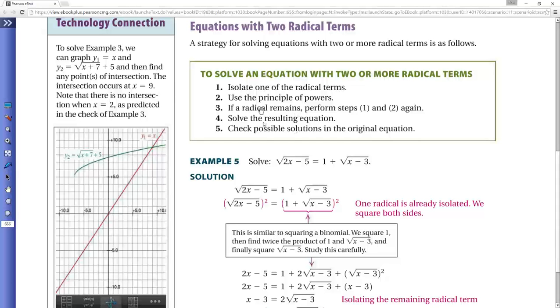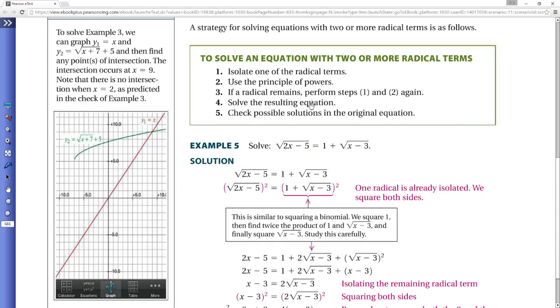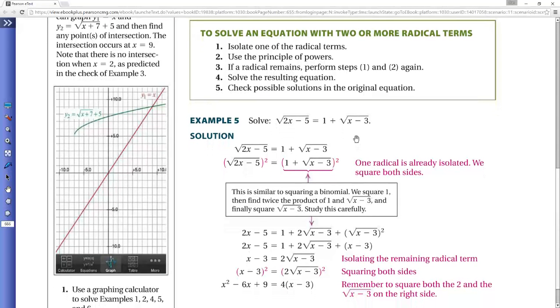And then when we have one isolated radical, we can use the principle of powers. If a radical remains, perform steps 1 and 2 again. So we're going to do a repeat in here if we don't get rid of all the radicals. So let's look at that. And then when the radicals are all gone or fractional exponents are gone, we just solve for the variable and find possible solutions. And then if we have any even power issues, we need to definitely check and find out if we ended up with a false solution or not, and take the one that works.